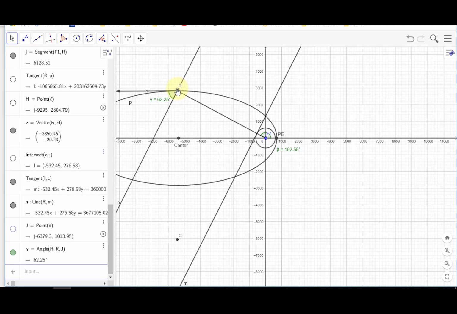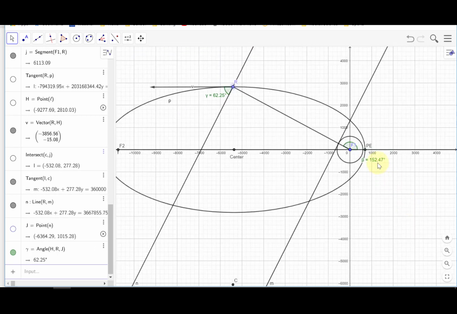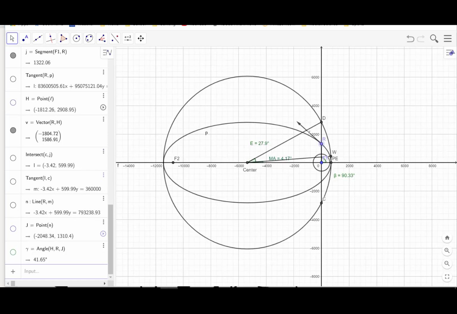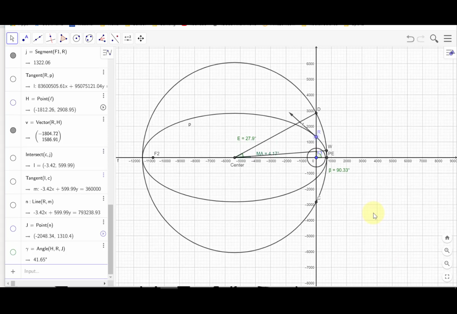Yep. So when the true anomaly is about 152, the maximum pitch occurs, which is about 62.3 degrees. Okay, I know this is just a monstrously long video, but there's one more thing that's really fascinating to me that I want to put in here.